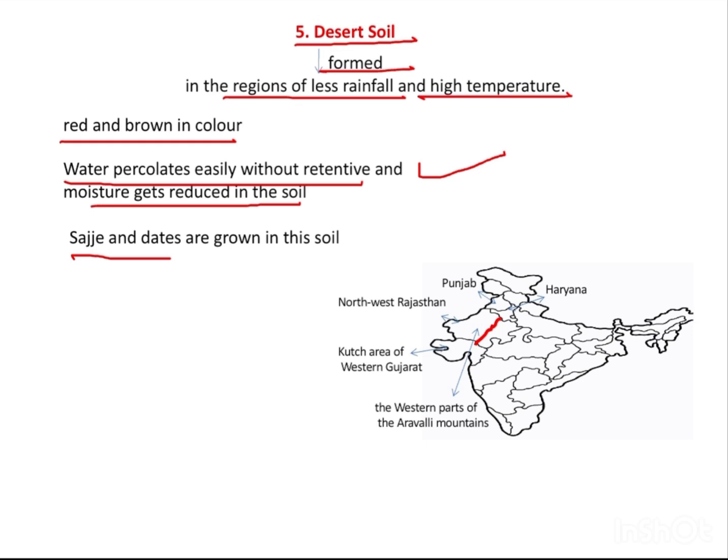The desert soil is found in Punjab, Haryana, northwestern regions of Rajasthan, Kutch areas of western Gujarat, and also the western parts of the Aravalli mountains.